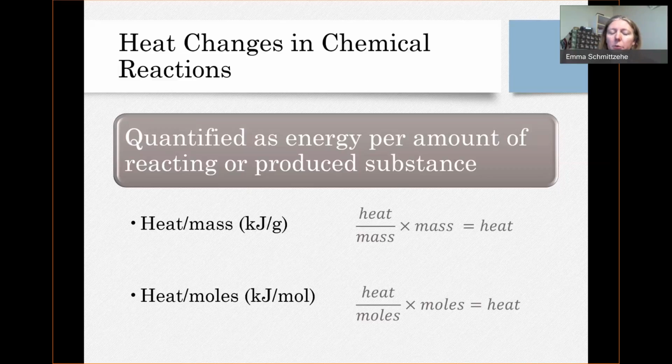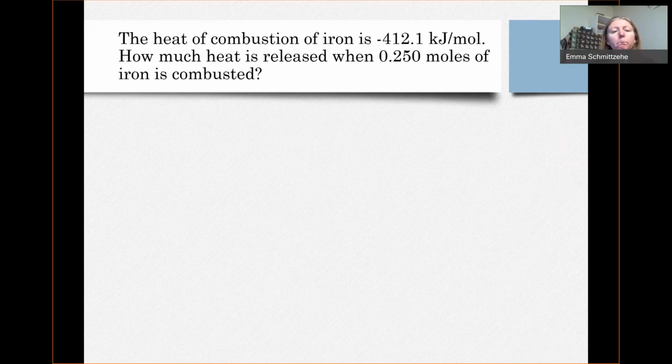So let's look at a couple of those calculations. Here I've got the heat of combustion of iron is negative 412.1 kilojoules per mole. And it says how much heat is released when 0.250 moles of iron is combusted. Okay, so we have a combustion of iron. That means iron's reacting with oxygen, and a metal reacting with oxygen is going to form a metal oxide, so some iron oxide. And in that process, the heat of combustion is negative 412.1 kilojoules per mole.